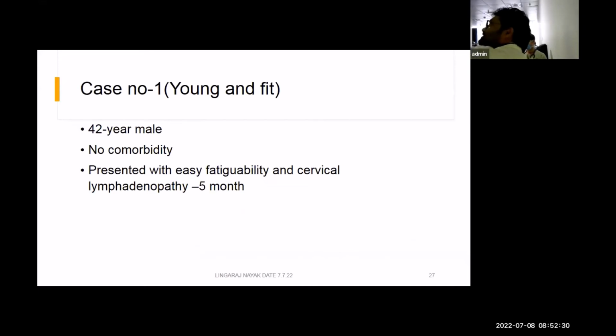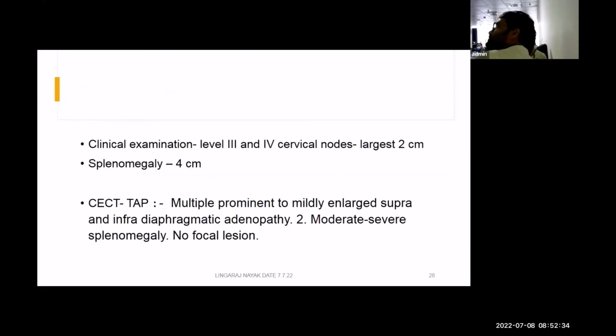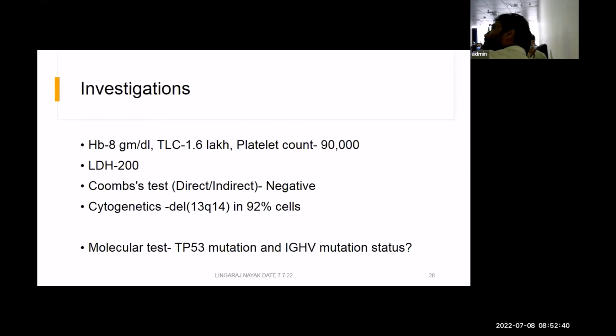Just to give an example, this is a 42-year-old male who presented with fatigability and cervical nodes for 5 months. Clinically, he had cervical nodes and 4 centimeters of splenomegaly. When we did the investigations, hemoglobin was 8, TLC was 1.6 lakh, platelets 90,000, Coombs was negative, and 13q was deleted. Now, what do you do? As I said, TP53 and IgG mutation.